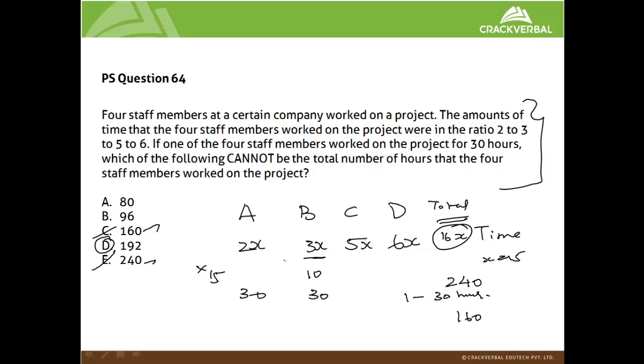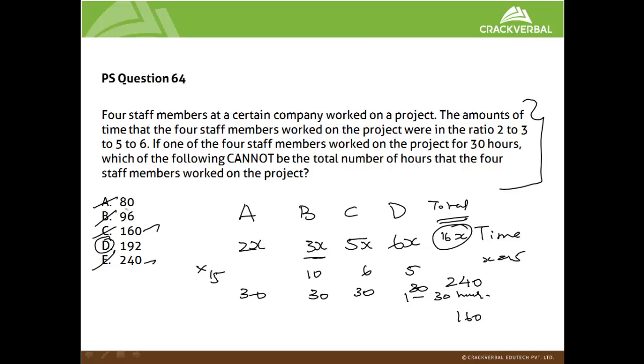If you want to cross check quickly, we can do that, nothing wrong here. If I am assuming the third person, that is person C, worked for 30 hours, then 5 into 6 will get you 30. So if x is 6, then 16 into 6 is 96. So 96 is a possible value. What about 80? If I am assuming 30 is the number of hours worked by person D, then 6x is equal to 30, so x has to be 5. If x is 5, then 16 into 5 is 80. In that case, we can eliminate answer choice A as well, because 80 is also a possible value. Answer has to be D.